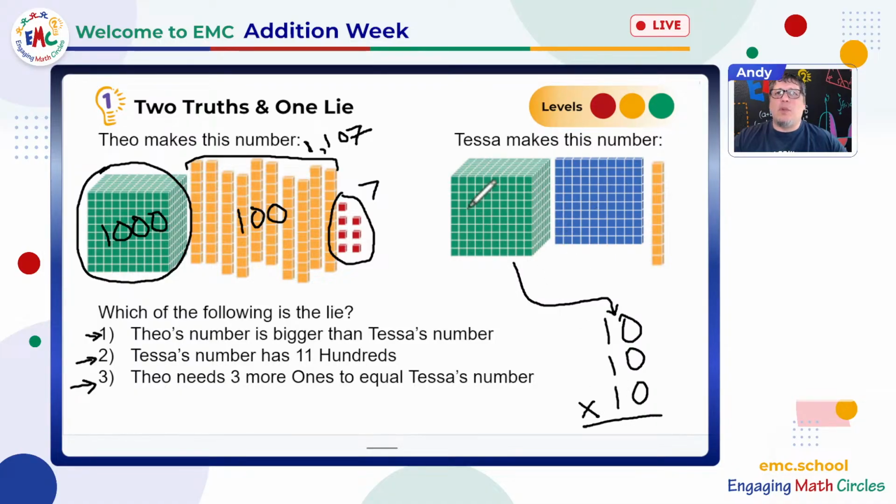And Tessa makes the number 1,000. This blue square, if you remember, is 100. And this is a 10. So I think we know which one's the lie now. Three is right because the blue square is also 100. So we need 3 more ones to make Tessa's number. So this is correct. This is a truth. Great job in chat.